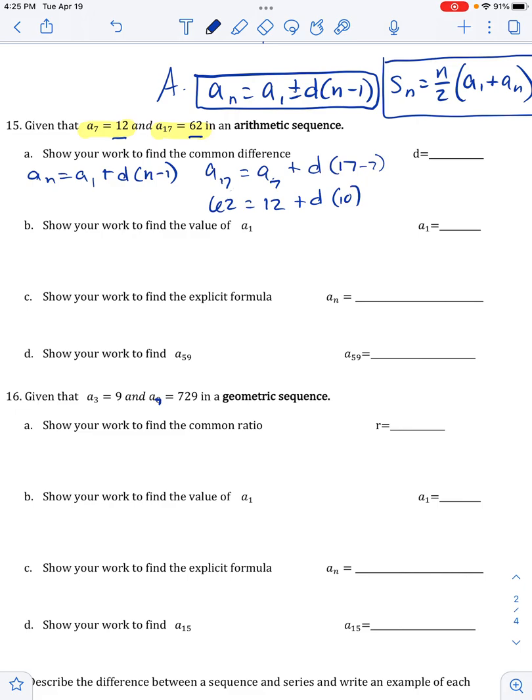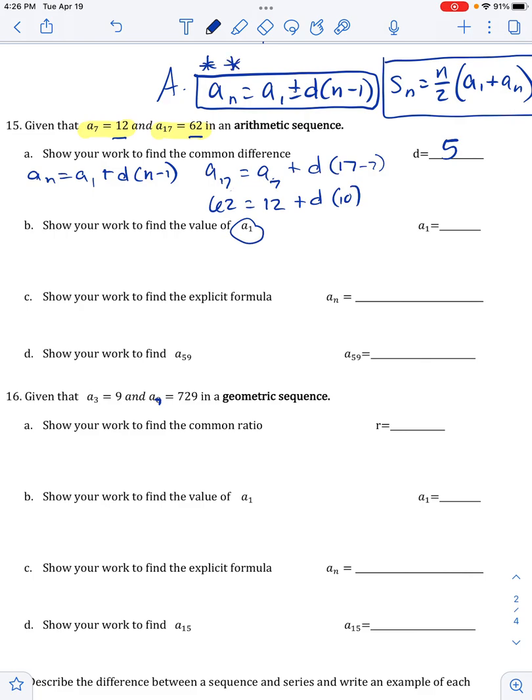So solving that, take away 12, divide by 10, I find out that my common difference is 5. So that is no longer a mystery. Now I need to find A1. Finding the first term has nothing to do with sums. Nothing in here says add, total, sum, sigma, nothing. So again, I'm not going to use that. I'm going to use this formula.